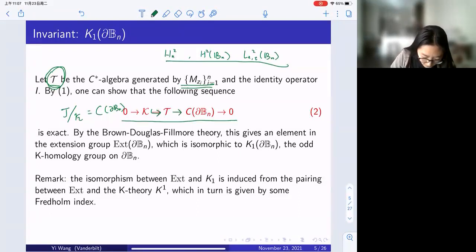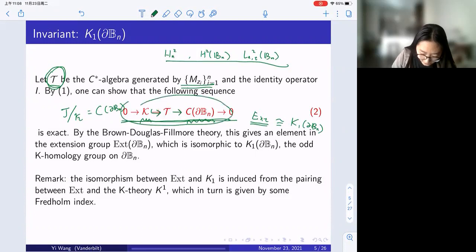Given this exact sequence, the Brown-Douglas-Fillmore theory tells us that this is called an extension, and all the extensions with K and C of the sphere on the sides form a group. This is called the extension group. One can also prove, using a duality, that this extension group is isomorphic to the K-homology of the boundary. So this extension defines an element in the K-homology, which we can see as a geometric invariant of the sphere. So that's one type of geometric invariant given by an extension.